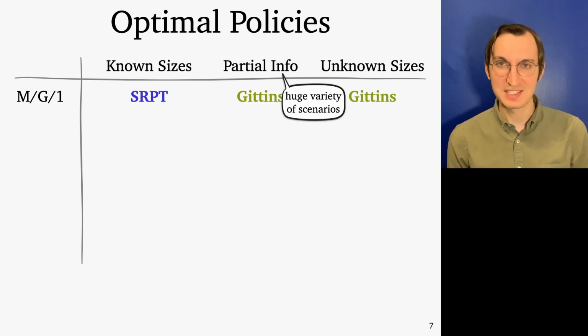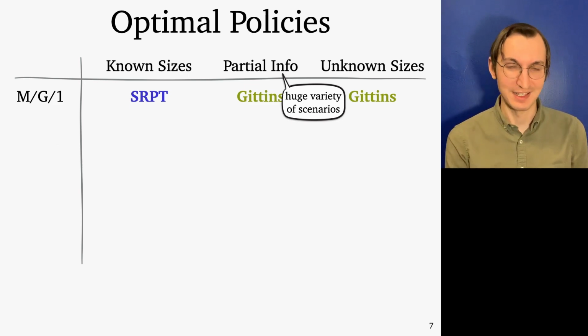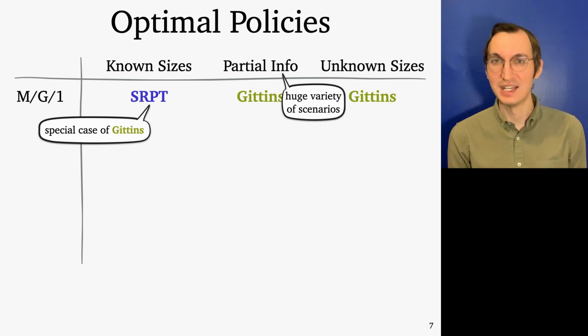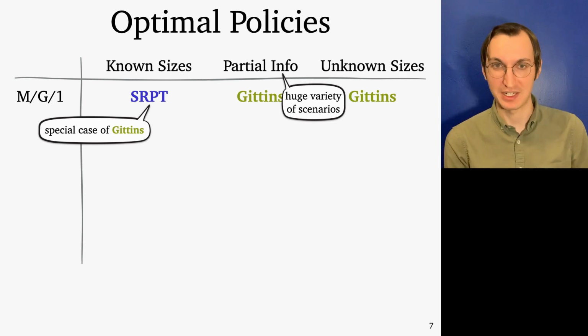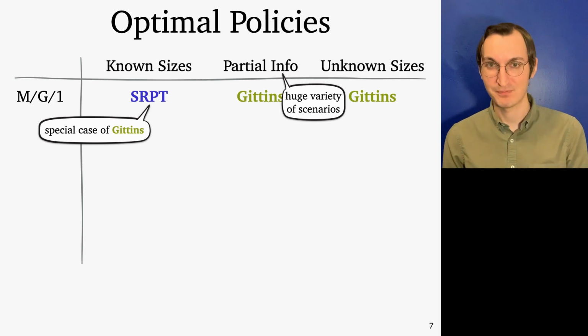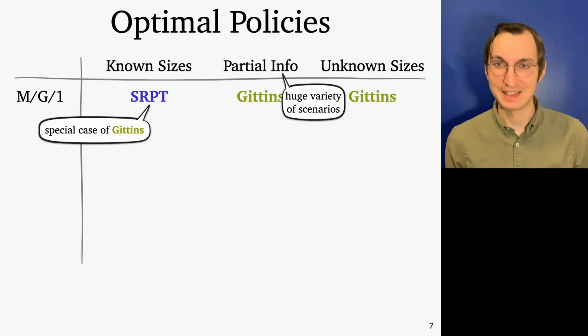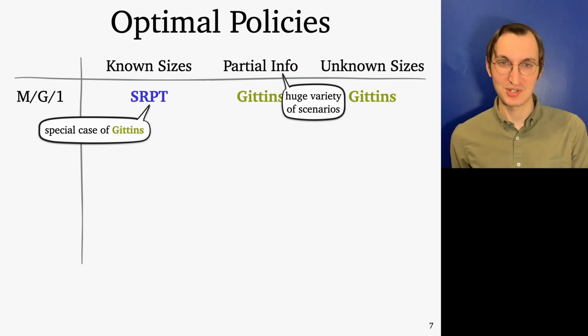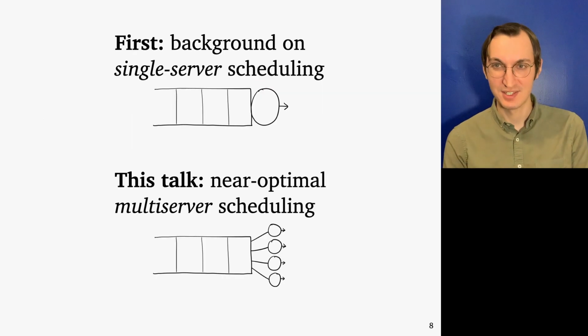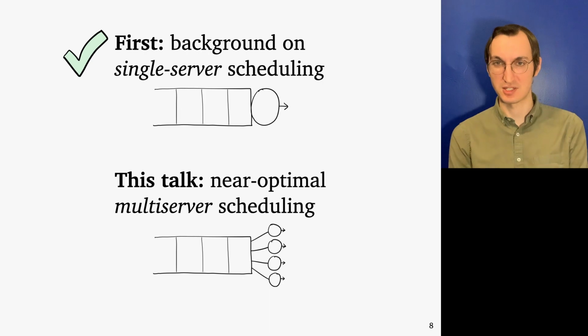In fact, Gittins even works with known job sizes, and SRPT can really be viewed as a special case of Gittins, in which a job's rank is just its remaining size. So least rank corresponds to least remaining size. So, to sum up, when you're scheduling in the M/G/1 and trying to minimize mean response time, the optimal policy is some flavor of Gittins. So, that's the background on single server scheduling.